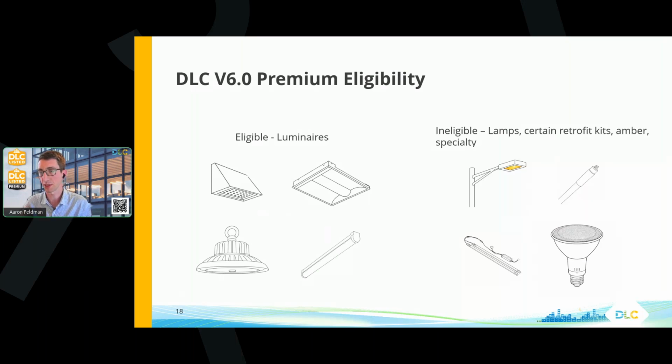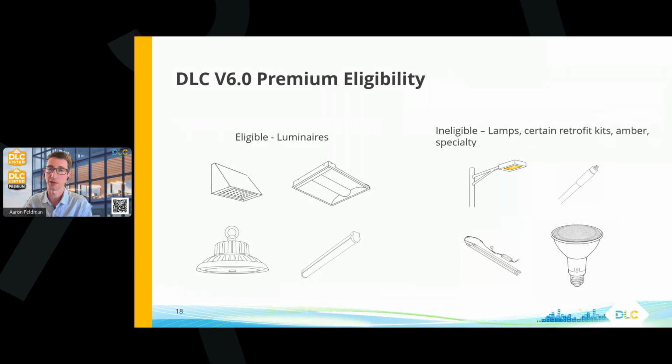To touch on eligibility, you can see on the slide here, there's the products that are eligible and those that are ineligible. So eligible for Premium, and this is outside of any other requirements for certain metrics, just noting at the highest level the product types that are eligible for Premium. So you have luminaires shown here through a wall pack, a troffer, high bay, and a more linear strip style fixture. Ineligible for Premium are lamps. Lamps are ineligible for Premium. Certain retrofit kits, those are the certain troffer retrofit kits. Amber products, as well as specialty primary use designations.